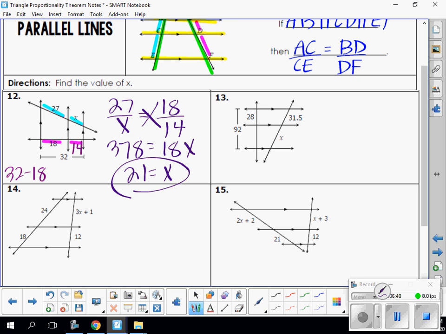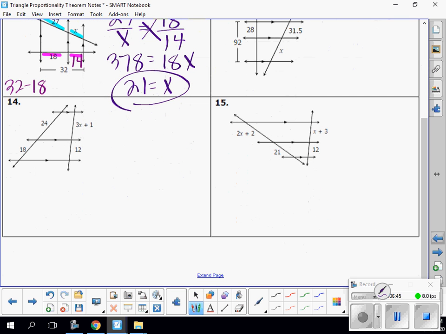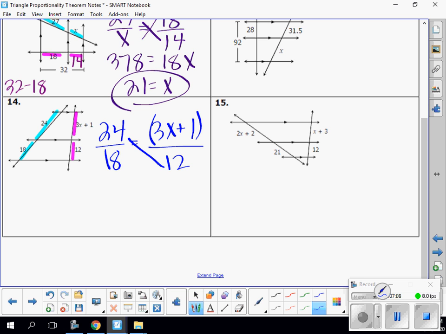All right, you should have typed in your answer. Let's look at 14. So I have my 2 sides, or 2 transversals getting cut, my 24 and my 18. And then I have my 3x plus 1 and my 12. So I see 24 over 18. That means I need to put my 3x plus 1 because it's across from my 24, putting parentheses because that's a binomial, over my 12, cross multiplying.